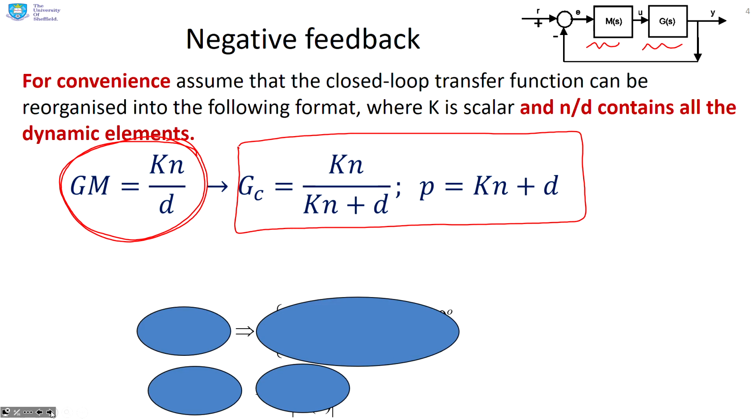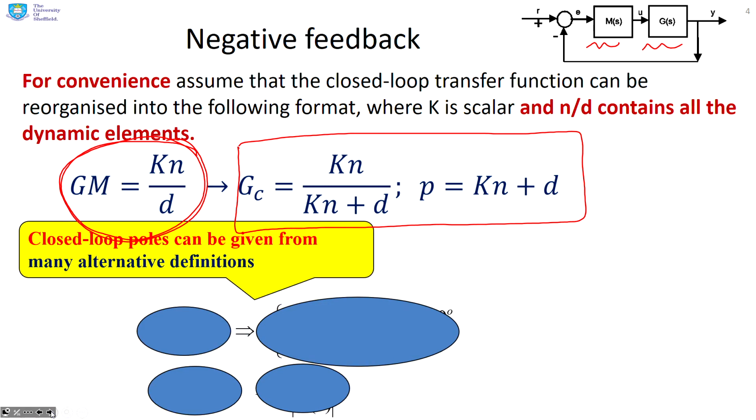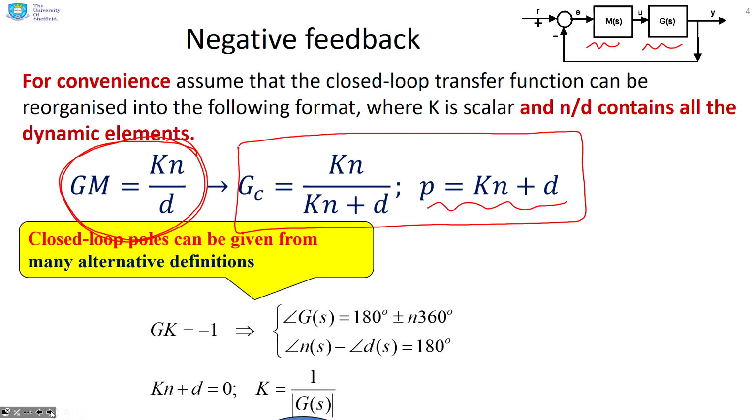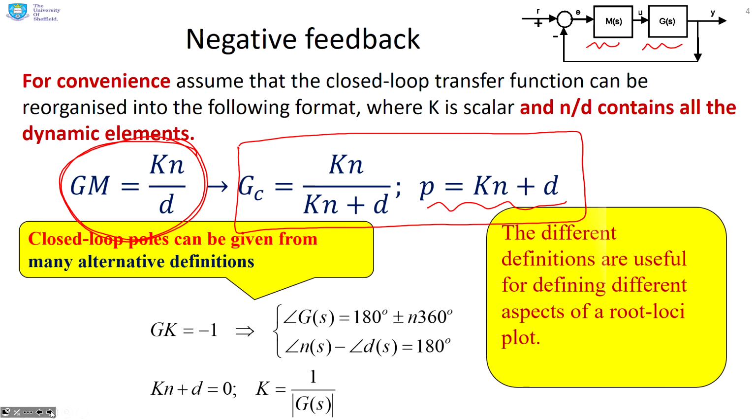Now, where are the closed loop poles? Closed loop poles can be given from many alternative definitions in addition to the pole polynomial. We get things like GK equals -1, the argument of GK is 180 degrees, and so on. I'm not going to dwell on that, but the key thing is these different definitions are useful for defining different aspects of a root loci plot. So if you study this in any detail, you will see how these come up.